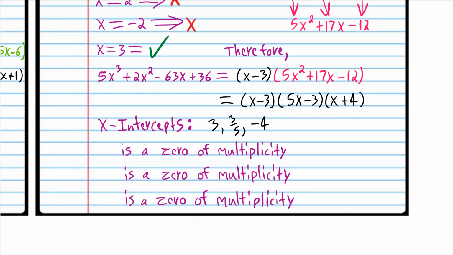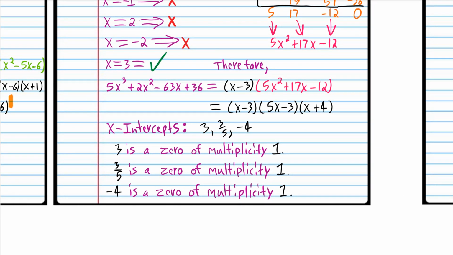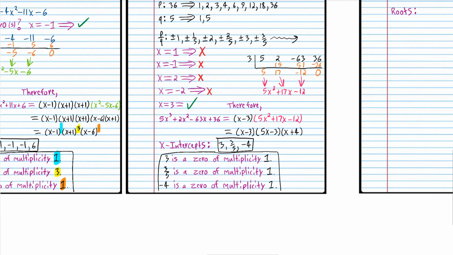Now, you can also call them zeros. If you call them zeros, then we can say 3 is a 0 of multiplicity 1, because there's only one of those factors. 3/5 is a 0 of multiplicity 1, because there's only one of those factors. And -4 is a 0 of multiplicity 1, because there's only one of those factors. So we found the x-intercepts, and we found the multiplicity of each one of those zeros. Again, you can call them zeros or x-intercepts or roots.